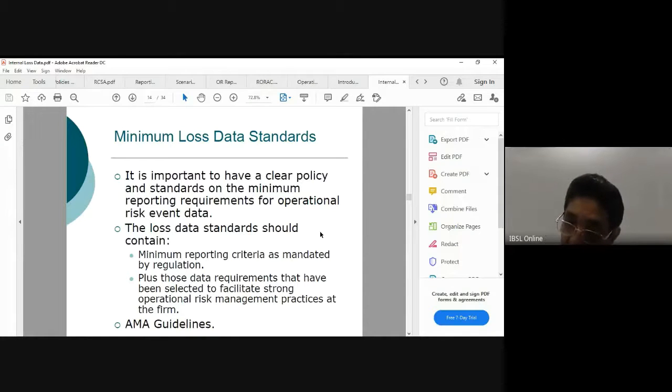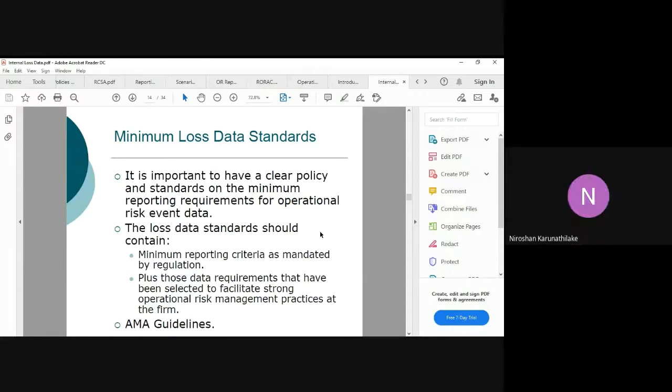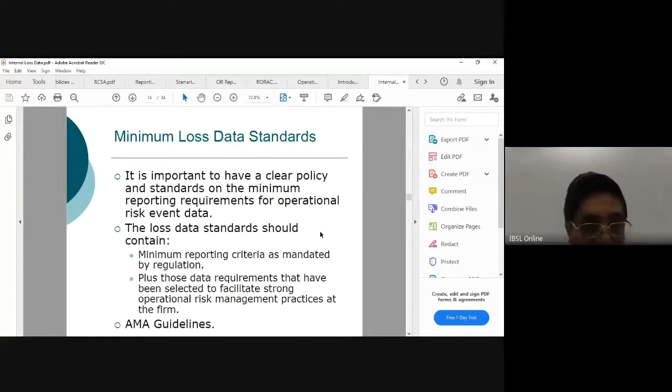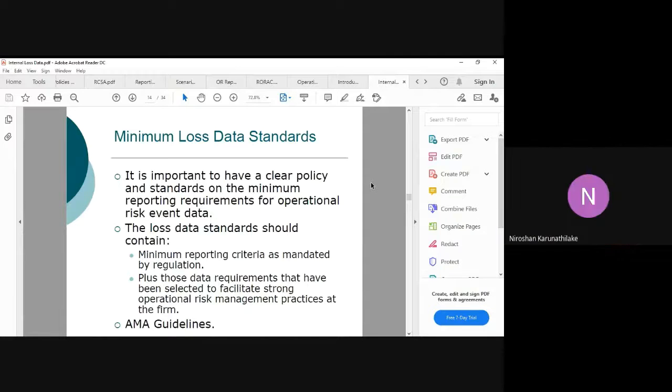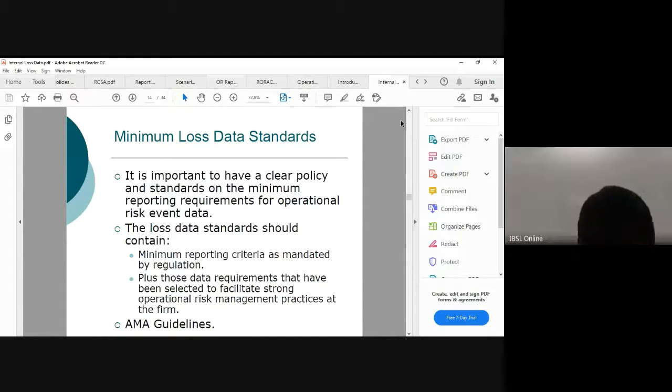So if there is a cash excess or short, what will be the reporting? Yeah, that is actually coming under execution, delivery, and process management, cash excess, because that is some discrepancy in the process. Even excess also should be reported. Yeah, of course.